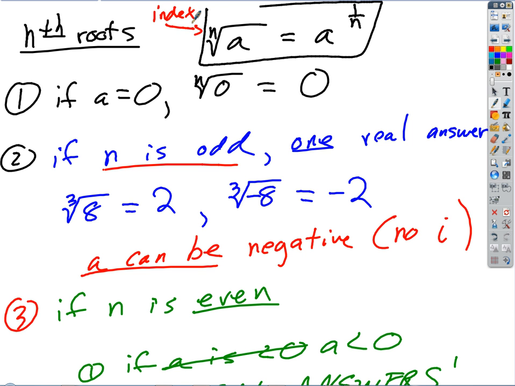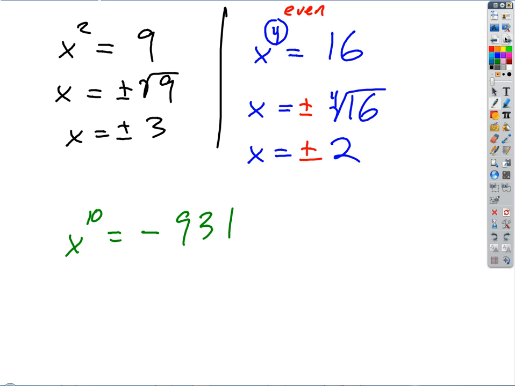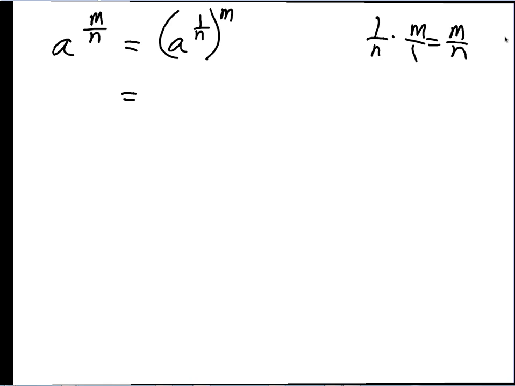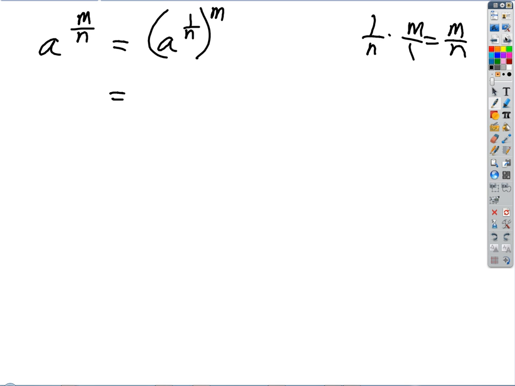Okay, so if we know that the nth root of a is the same thing as saying a to the 1 over n, so the index just goes on the bottom of the fraction, then what happens in this case? Well, I can write a to the 1 over n, that's the same thing as the nth root of a to the m. This is a really convenient way for us to think about a to the m over n.